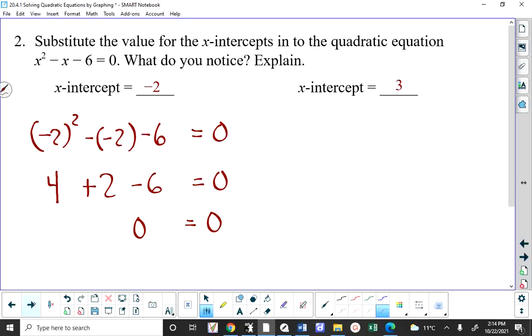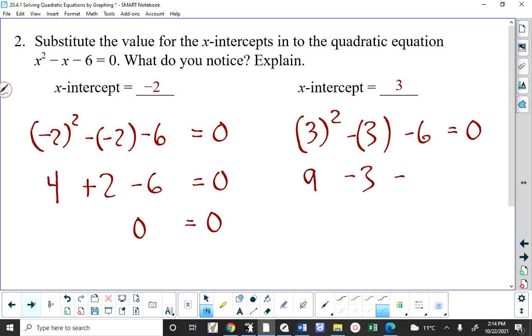Let's do the same thing over here. 3 squared minus 3 minus 6. This is supposed to equal 0. We get 9 minus 3 minus 6. Well, that's 0 equals 0. What we notice is we get a true statement. -2 makes this equation true. 3 makes this equation true.